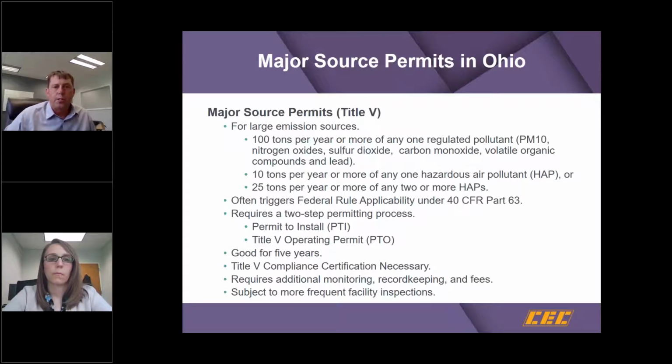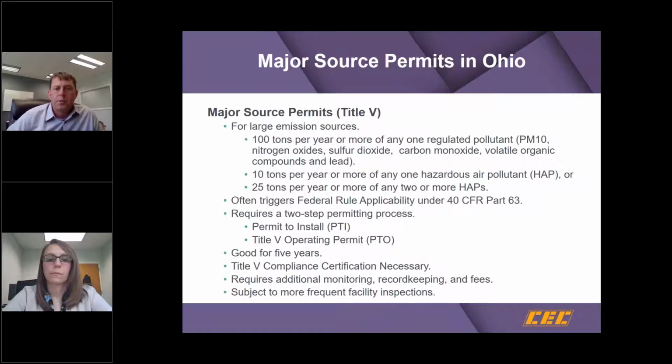As I mentioned earlier, for your criteria pollutants, 100 tons per year. If you go over this for PM10, nitrogen oxides, sulfur dioxide, carbon monoxide, VOCs, and lead, 100 tons is going to be your trigger. If you're under that, you don't have to get the Title V. If you're over, you do.